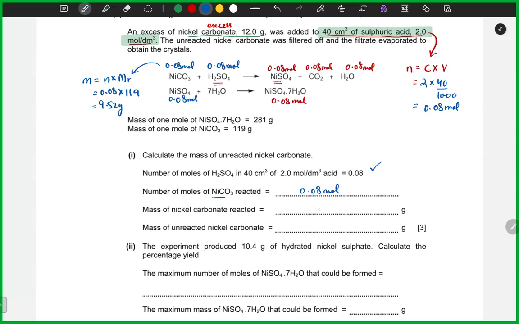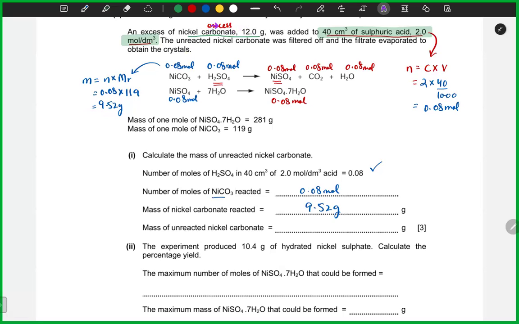So the answer to the second one is 9.52 grams. And then he's asking the mass of unreacted nickel carbonate. So basically, this is the amount that is actually reacting. And this was the amount that was actually added, 12 grams. Remember, he told us it was in excess. He already told us it was in excess. And I told you he added too much.